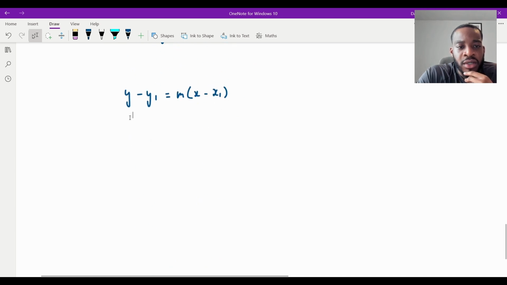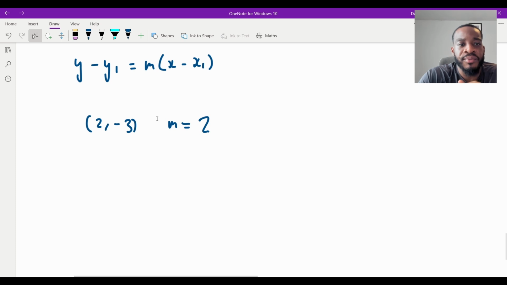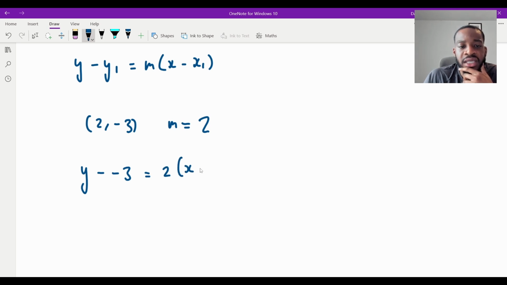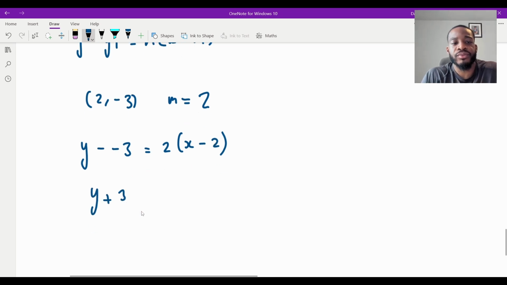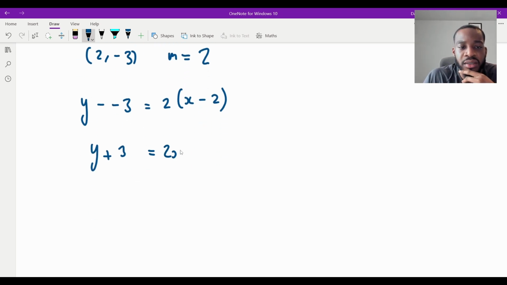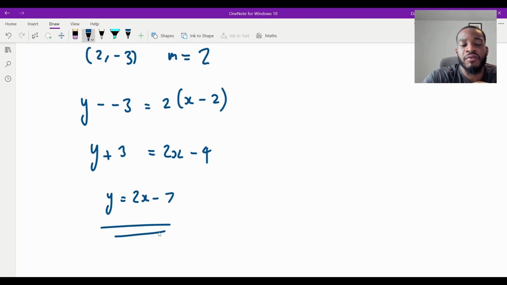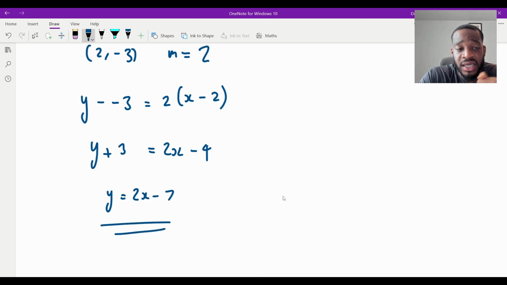So now it's easy stuff. Plug in everything. It's going to be y minus y1, so y minus minus 3 is going to equal the gradient, which is 2, and then x take away x1, which is also 2. So that's y plus 3 is going to equal 2x minus 4. And then take 3 from both sides. I'm going to have y is equal to 2x minus 7. And they did want it in the form of y equals mx plus c. So yeah, that's it. That's part B.